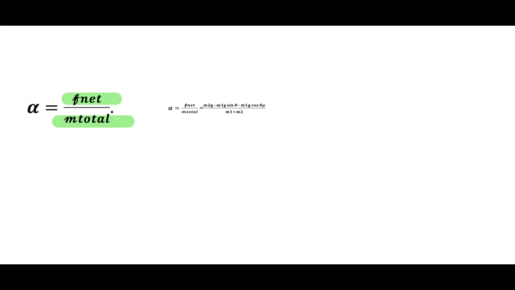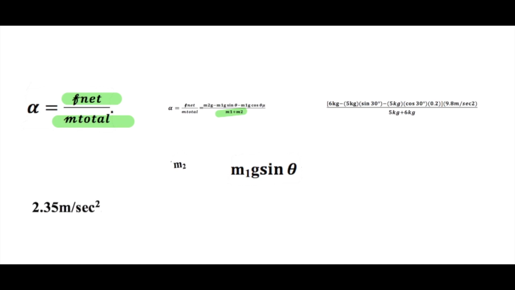This basically means the force caused by the mass of M2, subtracted by M1G sine of theta, which opposes the acceleration, minus the friction, which also opposes the acceleration, divided by the sum of the masses. Once all the data is added to the equation, it should look like this. Once this equation is plugged into the calculator, the result is 2.35 meters per second squared.